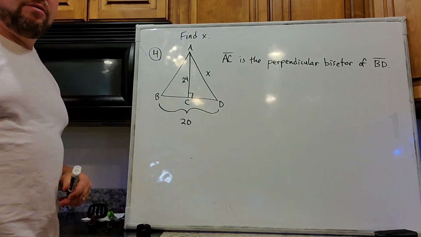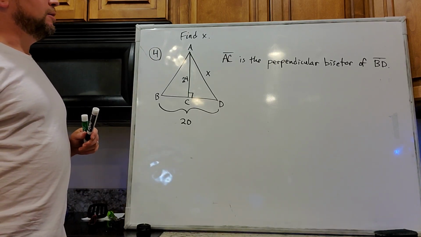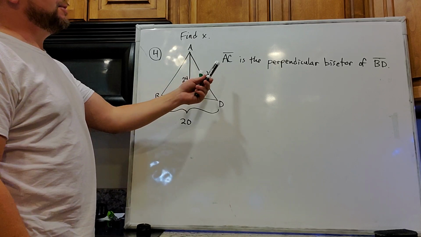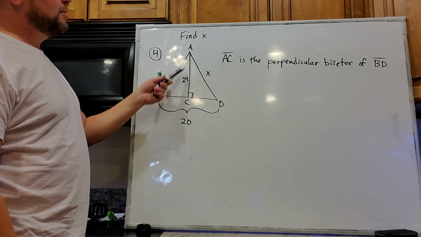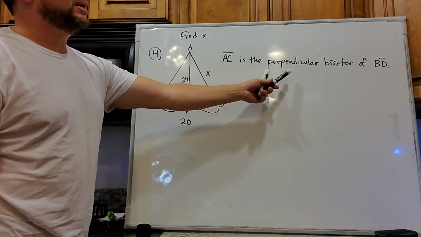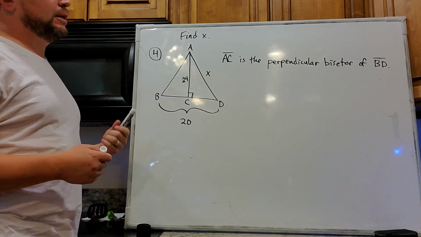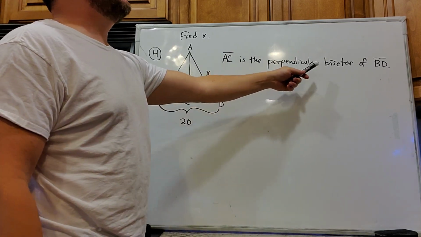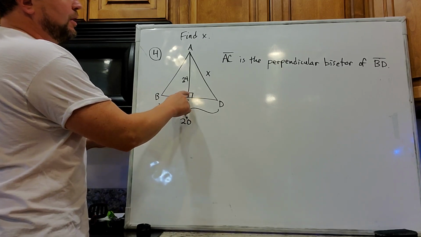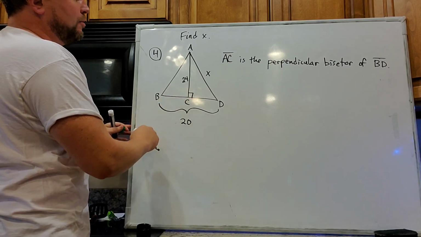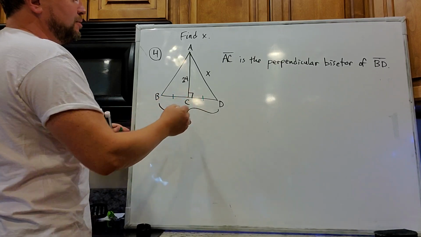All right, I've got another new problem up here for you, problem number 4. On this one, as you can see, they gave us some information over here. They tell us that this segment AC is the perpendicular bisector of BD. So again, that tells us two things. It's perpendicular and bisects the segment. Well, the perpendicular part's already been indicated here in the picture with the right angle. The bisecting part means then that this is going to equal this.